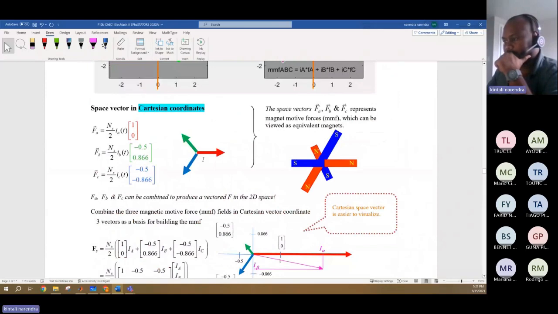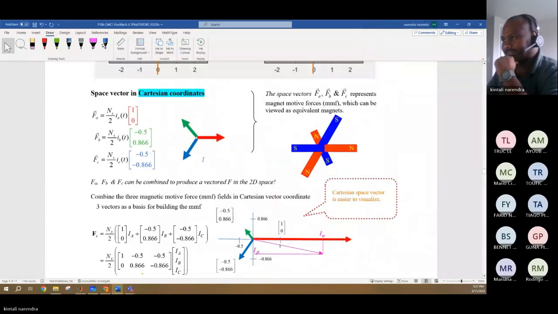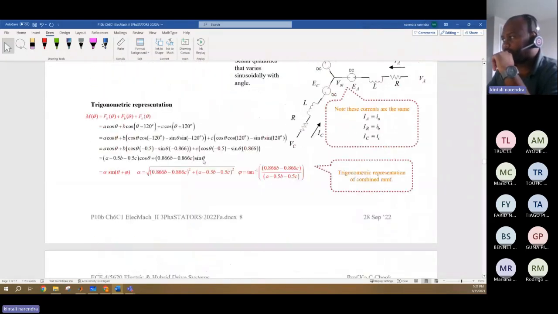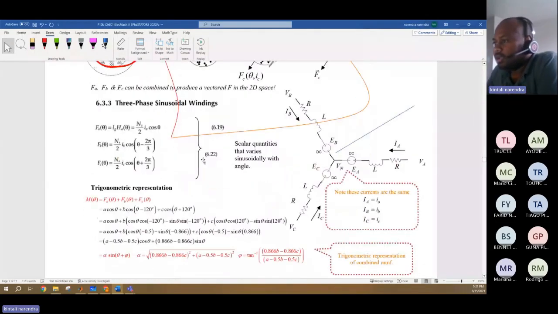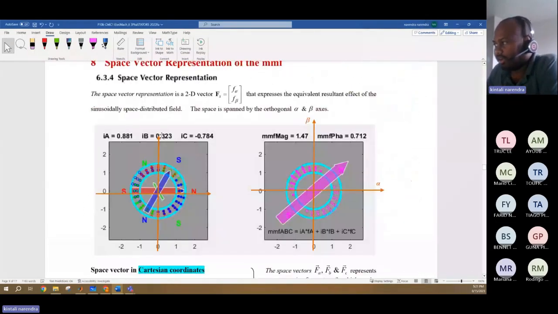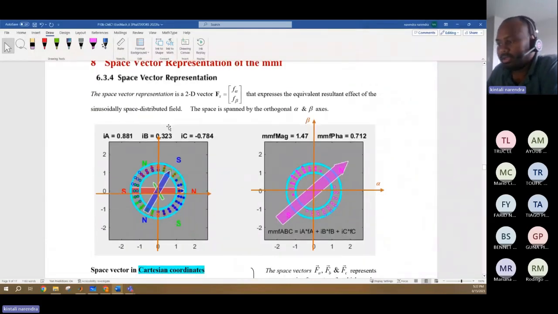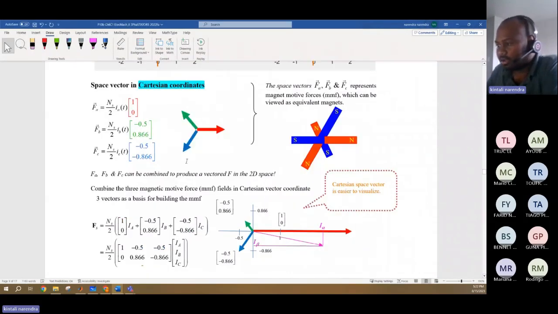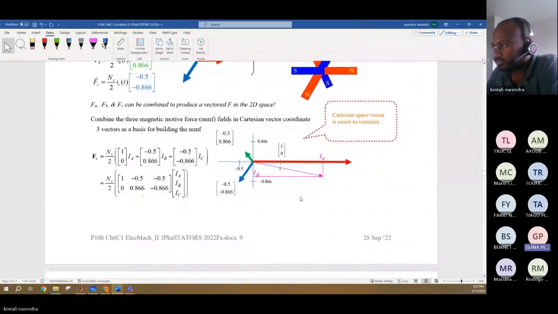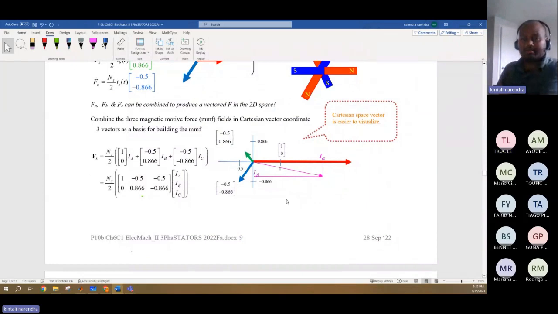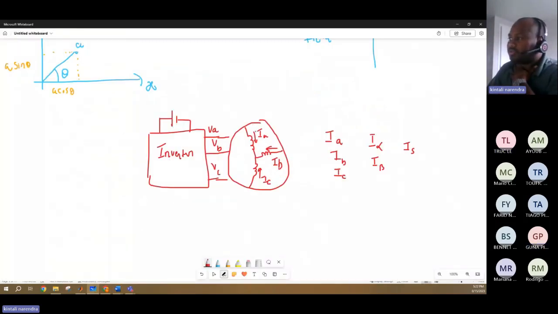Okay, now here comes the space vector. Imagine you have three windings, right? Three-phase windings, and because of the three windings, you have three currents, IA, IB, and IC, right, guys? So IA, IB, and IC are the three currents which are flowing through the stator winding of your brushless DC motor.